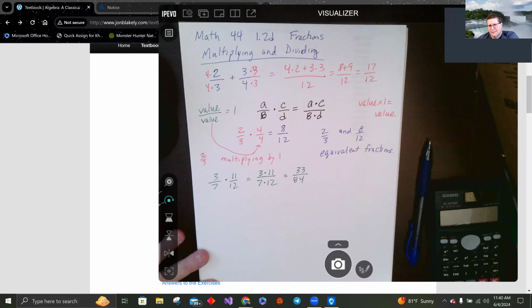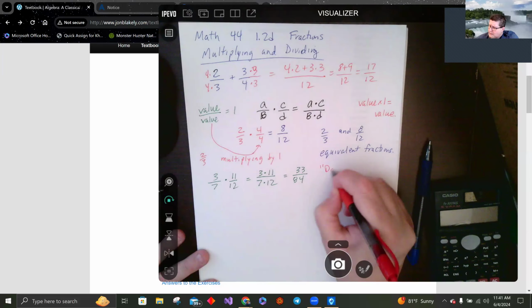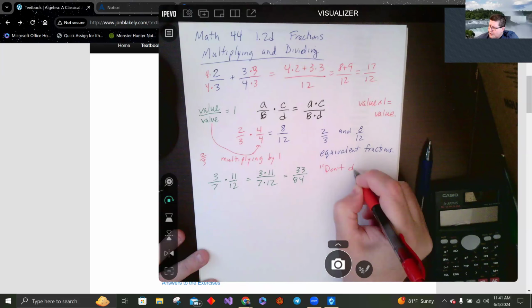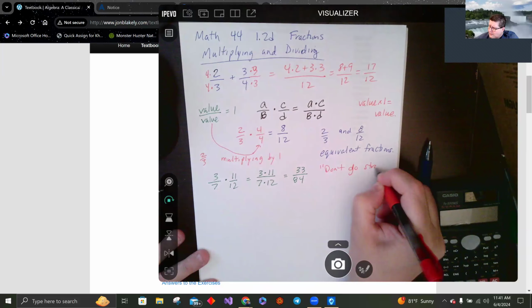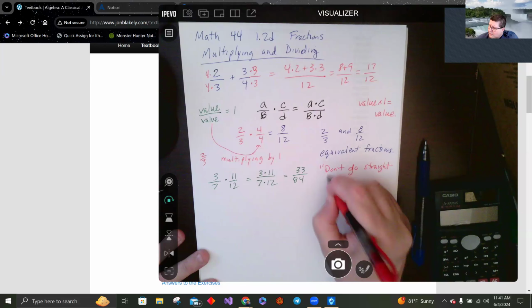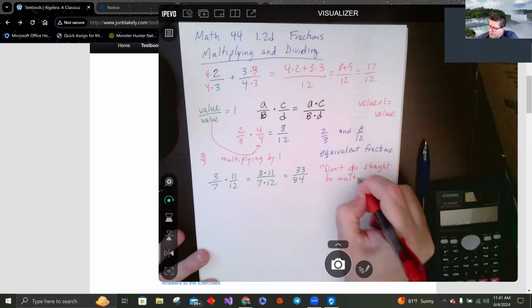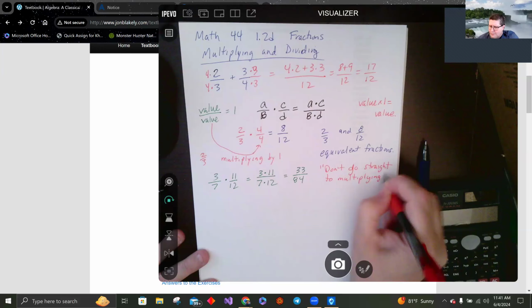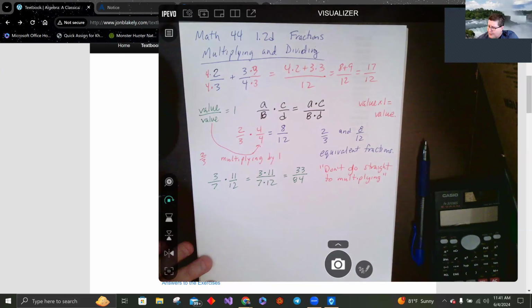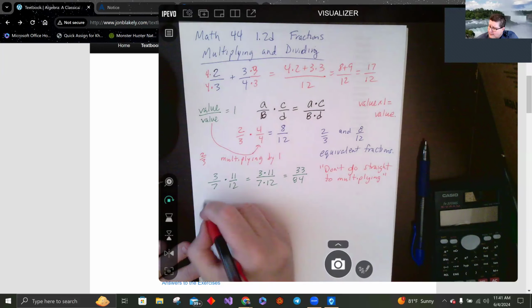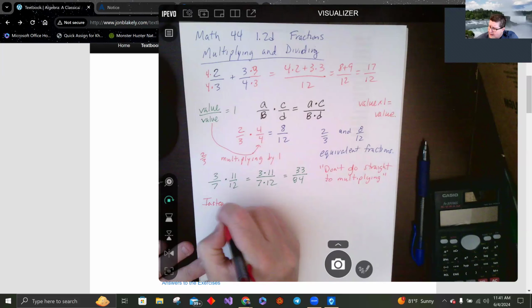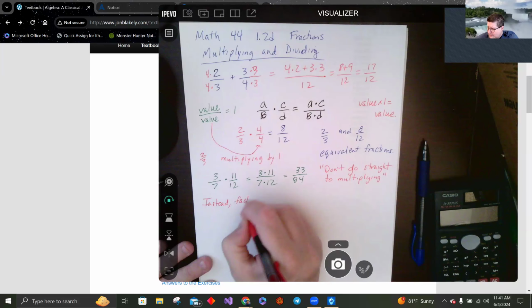Notice that if I want to simplify, I have to refactor them again. So don't do this. Don't go straight to the product. Or don't go straight to multiplying. Product is the outcome of multiplication. So instead, factor here.